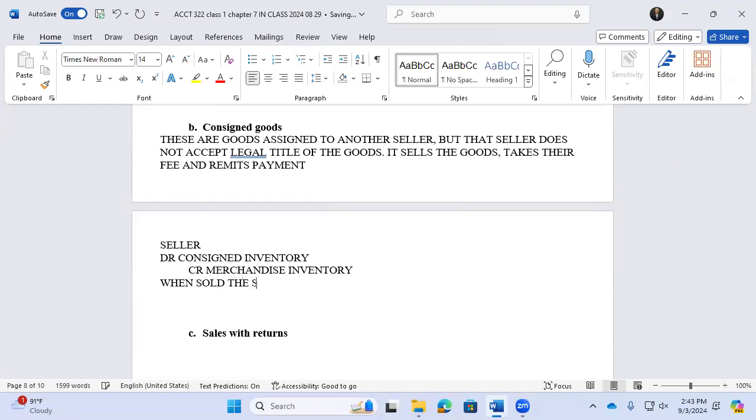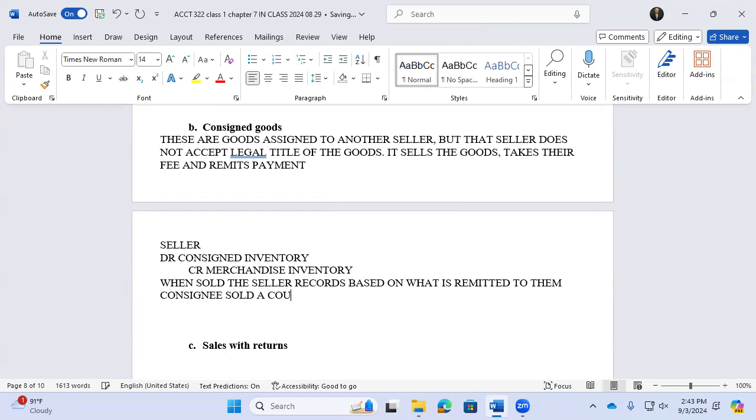When sold, the seller records based on what is remitted to them. So let's say we had a couch, and so you get a report in the consigning $1,000. $950. And so what you would get is you would get cash, $950. You'd have sales, $950.